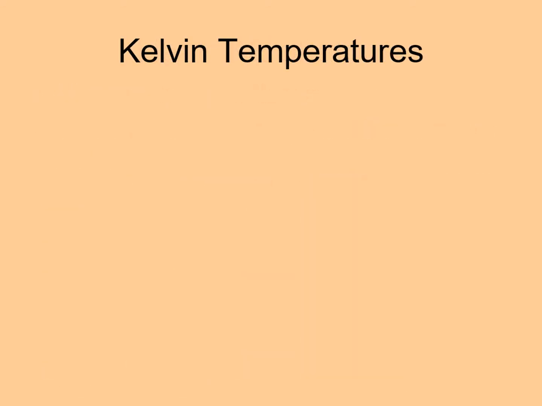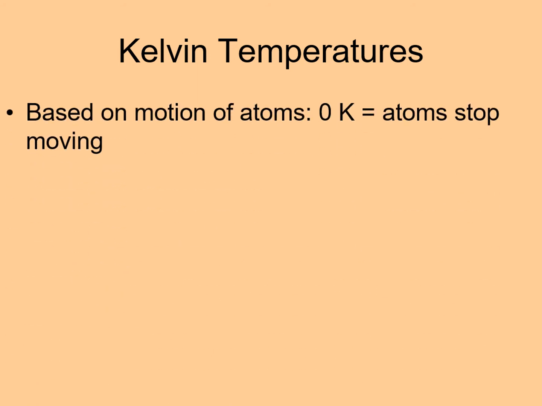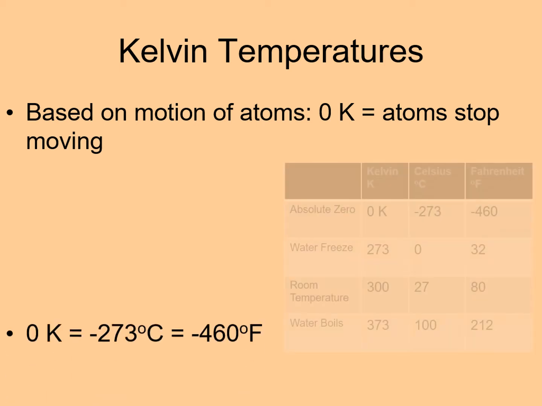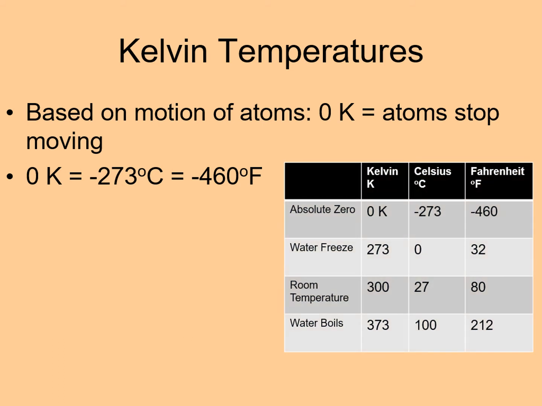If temperature depends on how fast the atoms are moving, then there must be a minimum temperature, a point at which the atoms essentially stop moving. Nothing can get colder than this, since you can't go slower than stop. The Kelvin temperature scale is based on this idea. The 0 point of the scale, 0 kelvins, is absolute zero, the temperature at which atoms stop moving. This is equivalent to minus 273 degrees Celsius or minus 460 degrees Fahrenheit.